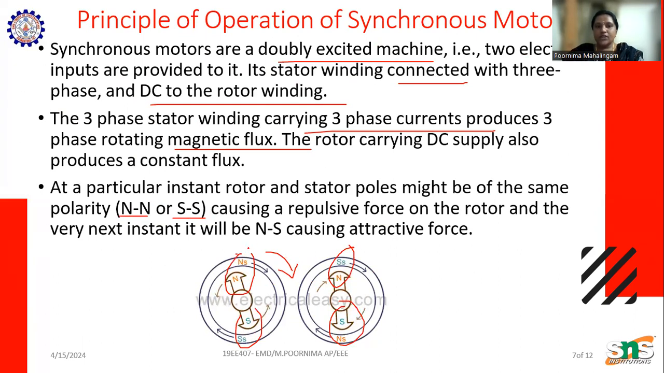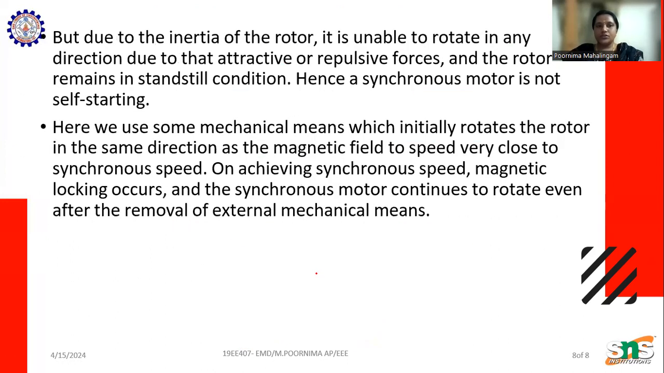We can see that NS will cause an attractive force. If it is the same pole, what happens? It repels. If it is an opposite pole, it attracts, so the rotor rotates with the stator field. If it attracts, what happens? Here the magnetic locking will happen, so we have the same poles.